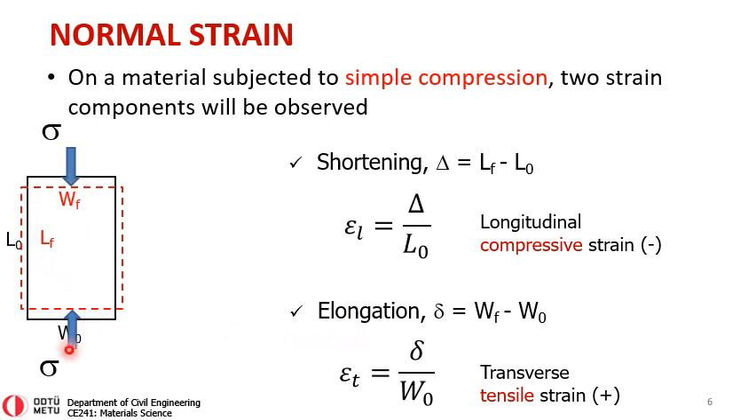And this time, because we are applying compression, there will be some elongation in the transverse direction, and it can be calculated as delta, WF minus W0. WF is larger than W0, therefore it's going to be positive, and this indicates a transverse tensile strain. Similarly, if you were to use again a coordinate system XY, you can identify this as epsilon YY, the longitudinal strain, and the transverse strain as epsilon XX.